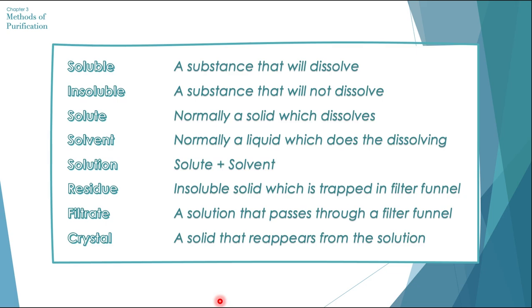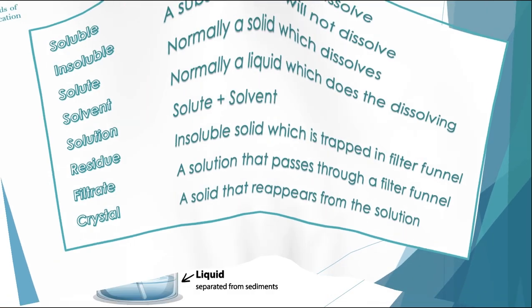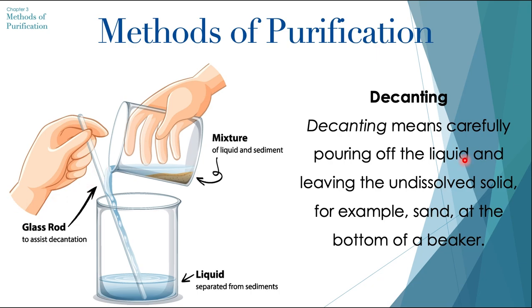Now, let's see the second method of purification, and this is decanting and centrifuging. These are used as alternative techniques to filtration. Decanting means carefully pouring off the liquid and leaving the undissolved solid. For example, sand at the bottom of a beaker. It is quicker than filtration, but separation may not be so effective.